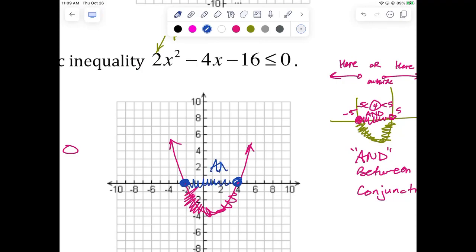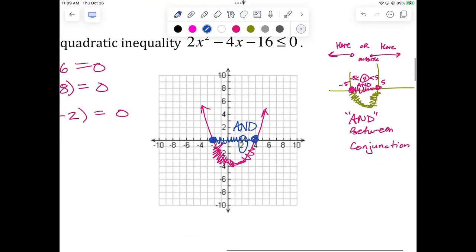So in between is the and case, right? Pick a number like 2. 2 is both greater than -2 and less than 4 at the same time, isn't it? It's both greater than -2 and less than 4 at the same time. That's why it's an and case.